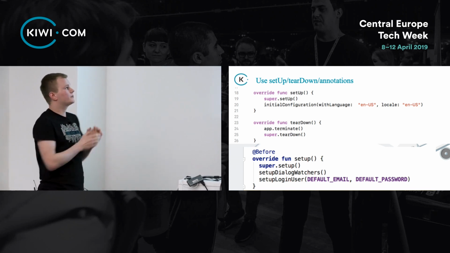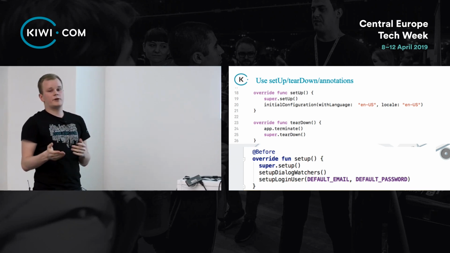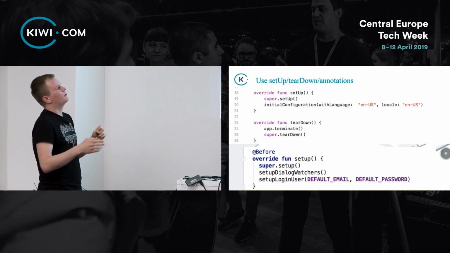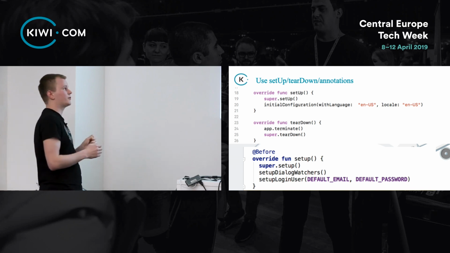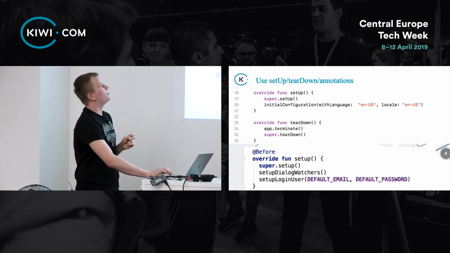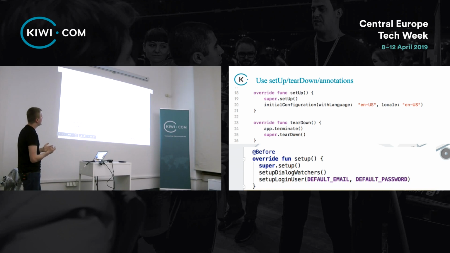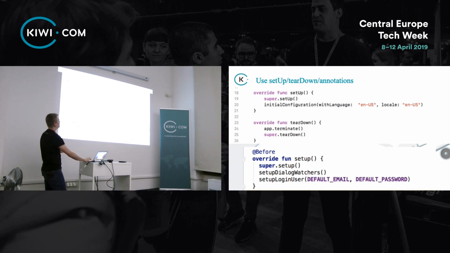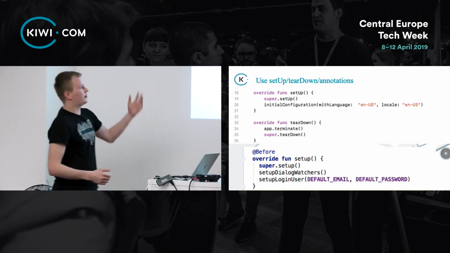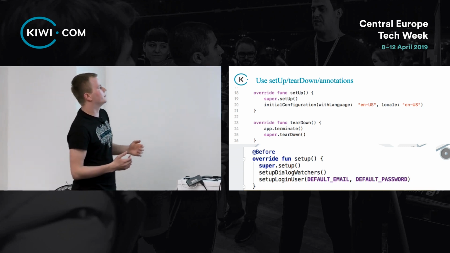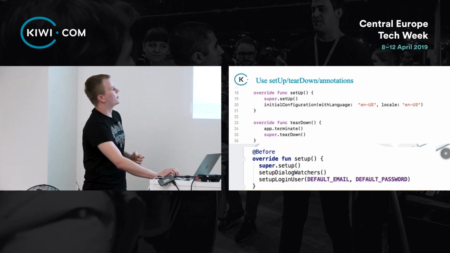Okay, so the last point of how a good UI test should look like: you should use setup, teardowns, and annotations. What is setup and what is teardown? They are pieces of code which run before and after your test. So you can put any repetitive code which is the same for every test you have. For me, for iOS, here is some initial configuration which I'm running the app with, some language locale, and there's a logout method hidden in this method. And after the test, I terminate the app and I tear down the test. And the same is for Android.